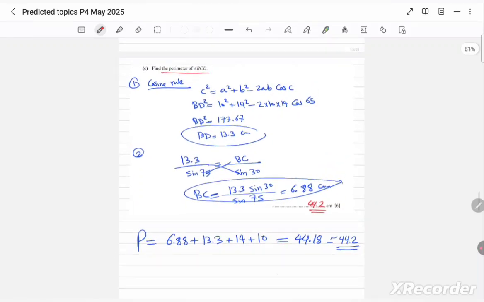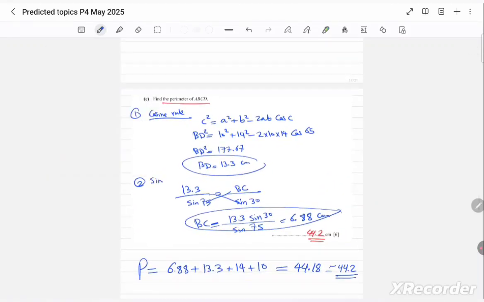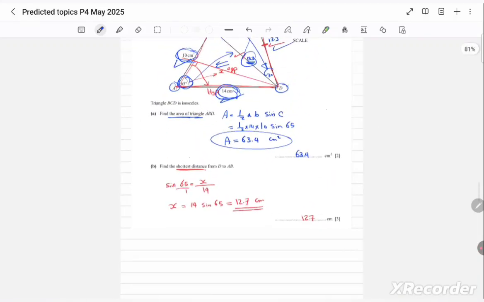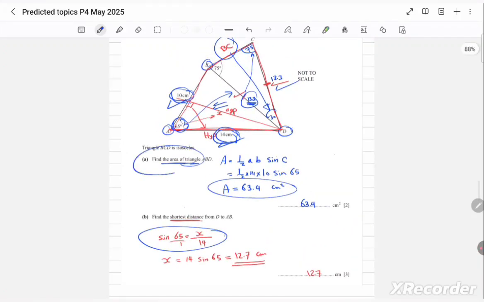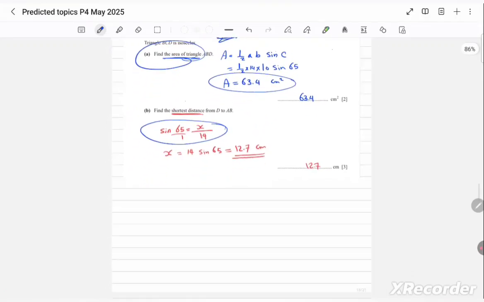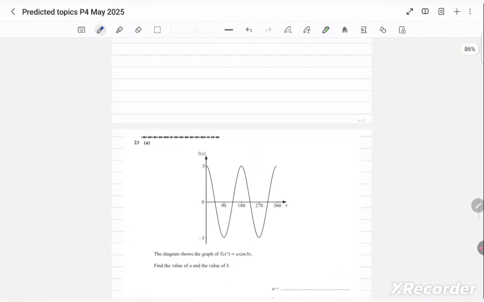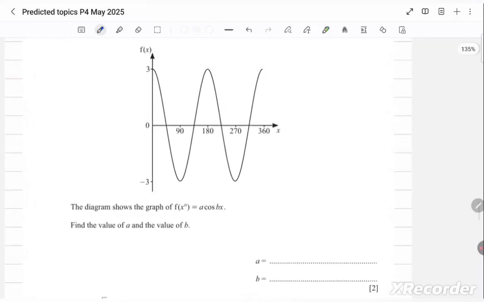Okay, so what we learned in this question: here sine rule and cosine rule. Okay, and before here we used trigonometric ratios. Okay, and here we used the area of a non-right angled triangle. Okay, next question.